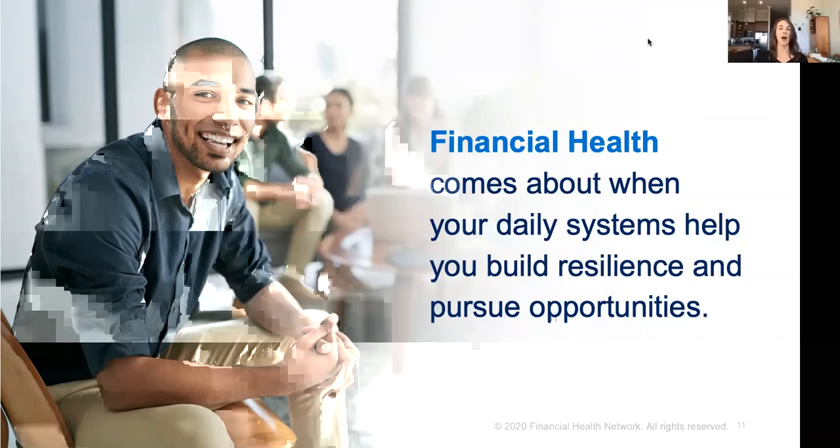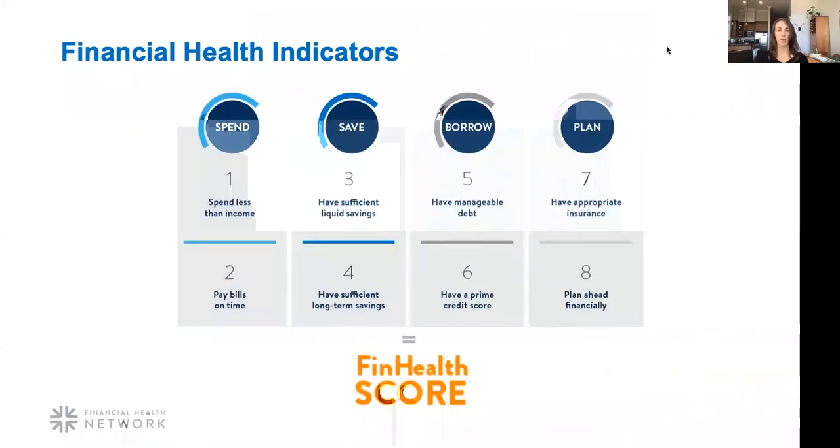That financial health comes about when one's daily financial systems help them build resilience and pursue opportunities over time. And we use the 8 key indicators of financial health to measure financial health. So an individual, or in this case, a survey respondent, is financially healthy if they spend less than their income, they pay their bills on time, they have sufficient liquid savings, sufficient long-term savings, manageable debt, a prime credit score, appropriate insurance, and they're able to plan ahead financially.